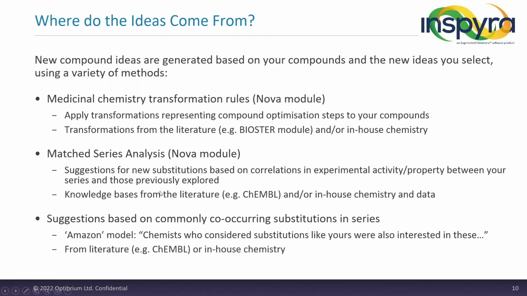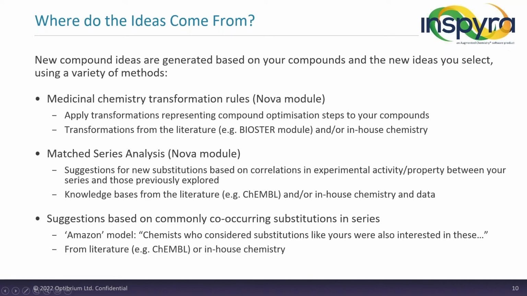Now, the first question that this rightly brings is, well, where do those ideas come from? So the new ideas, the new compound structures, are generated based on the compounds that you are exploring, but also on the new ideas that you select, and that kicks off the next round of generation. And these are generated using a variety of different methods. The first of those is based on what we describe as medicinal chemistry transformation rules. What this does is take your compounds and apply transformations that represent common optimization steps made in the course of drug discovery and chemistry optimization projects.